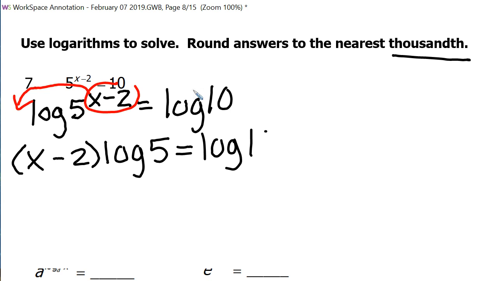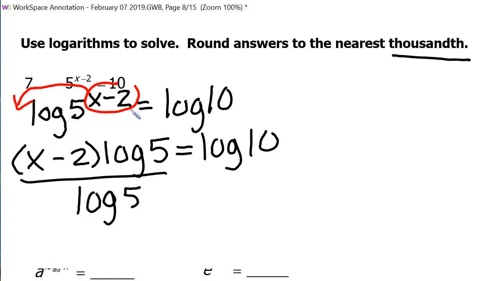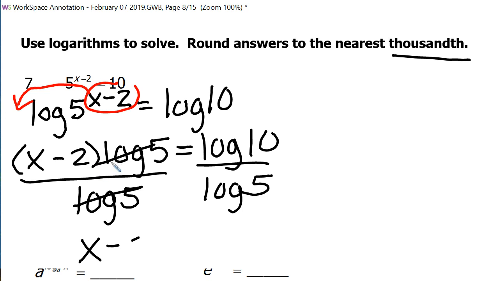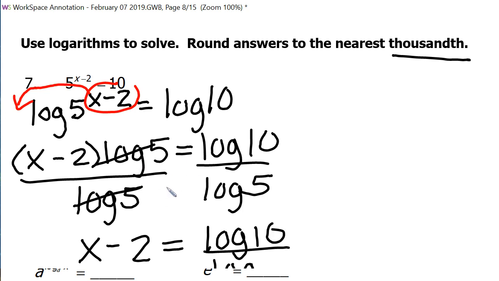Now for this one, I only have x on one side. So to get this x by itself, what if I wanted to get rid of this log of 5? How could I get rid of that log of 5? Divide both sides by log of 5. And this only works if you have x's on one side. So bring down our x minus 2, and leave this written out, log of 10 divided by log of 5. So we're not putting anything in the calculator until the final step.